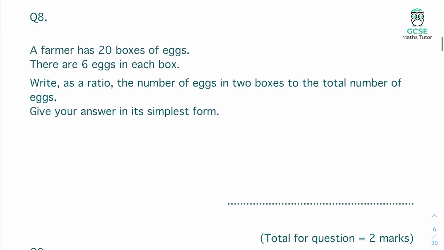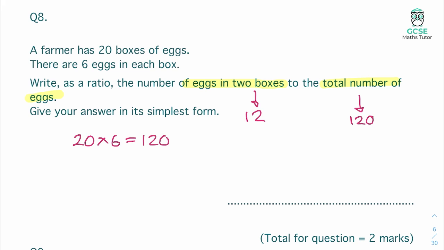A farmer has 20 boxes of eggs. There are 6 eggs in each box. Write as a ratio the number of eggs in 2 boxes to the total number of eggs. So give your answer in its simplest form. Well, there are 6 eggs in each box. So in 2 boxes, that would be 2 lots of 6. That would be 12 eggs in those boxes. For the total number of eggs, well, we have 20 boxes and 6 eggs in each box. So we need to work that out. So 20 multiplied by 6 is 120. So for the total number of eggs, that's 120.